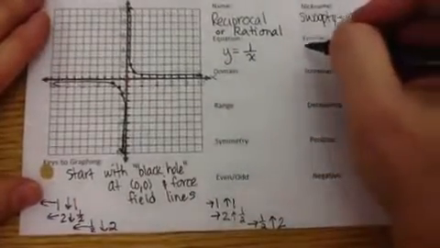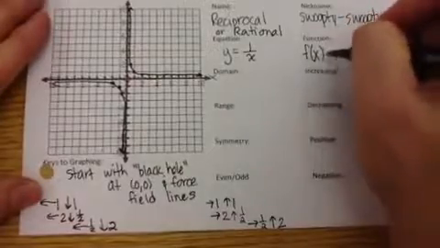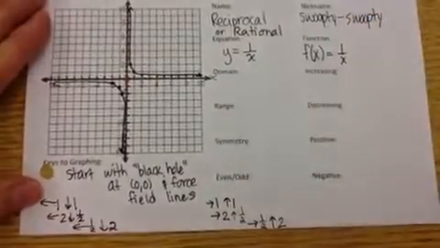Oops, I forgot function notation. Maybe you already filled that out. F of x equals 1 over x.